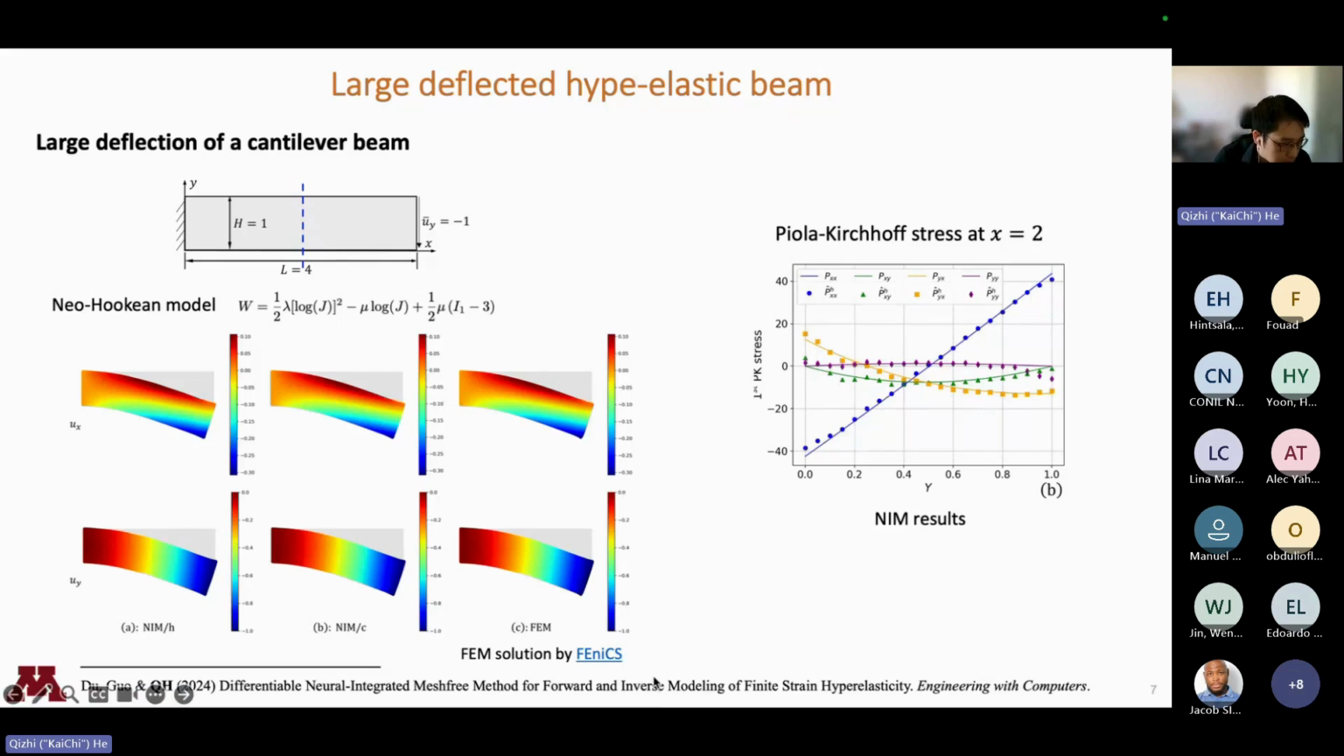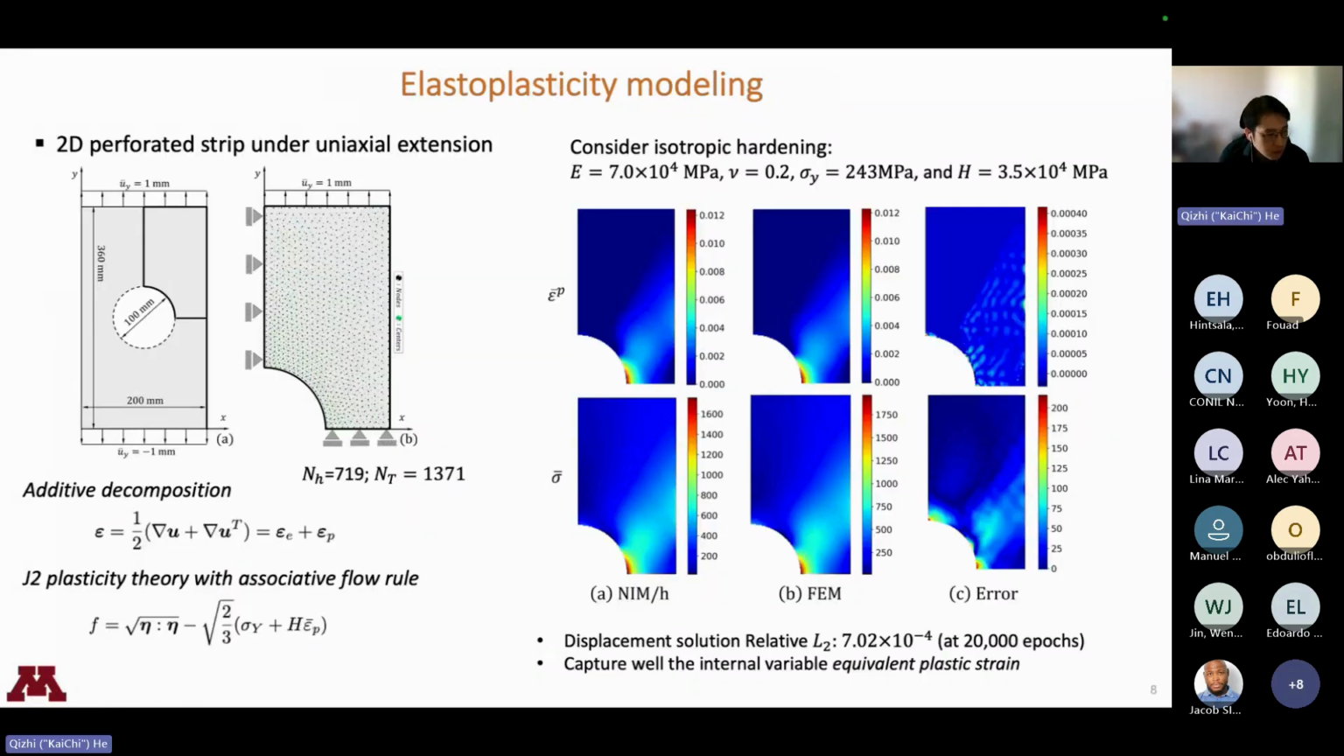Our model is actually able to obtain quite a desirable result compared to the finite element solution, as you can see here. We also take one snapshot at the center to compare the result between finite element and our model. You can see that even the stress solution matches quite well. And as I mentioned, the framework is readily extendable.